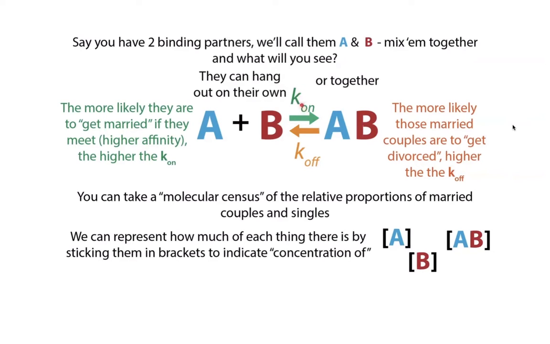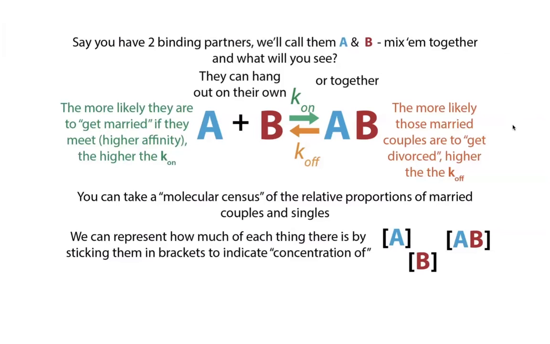When we talk about a rate constant, like one of these, we're talking about a lowercase k. And if we're talking about an equilibrium constant, like a Kd, our binding dissociation constant, or our Ka, our binding association constant, that's going to be a big K. Your book uses little ka and little kd, but I think that's really confusing. So I'm going to use K on and K off.